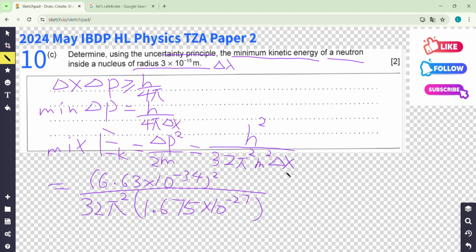Sorry, m is also squared. Delta x is squared. Yes, sorry. So delta x is squared, so it is 5 times 10 to the power negative 15, all squared. Sometimes it's confusing. Let me check.